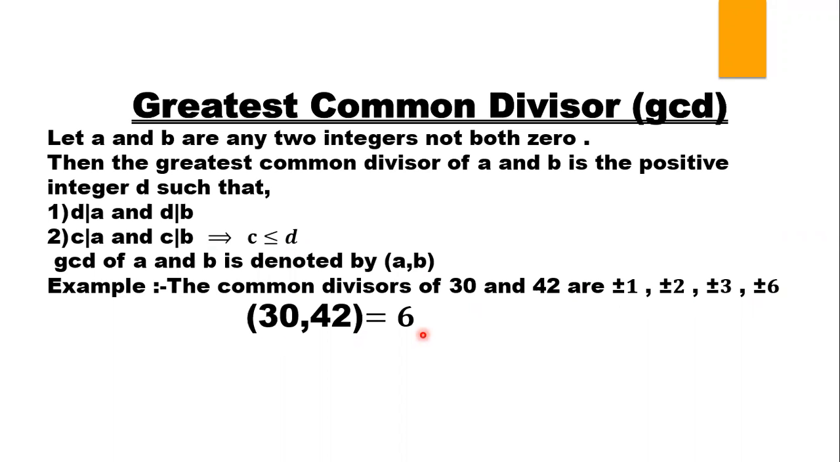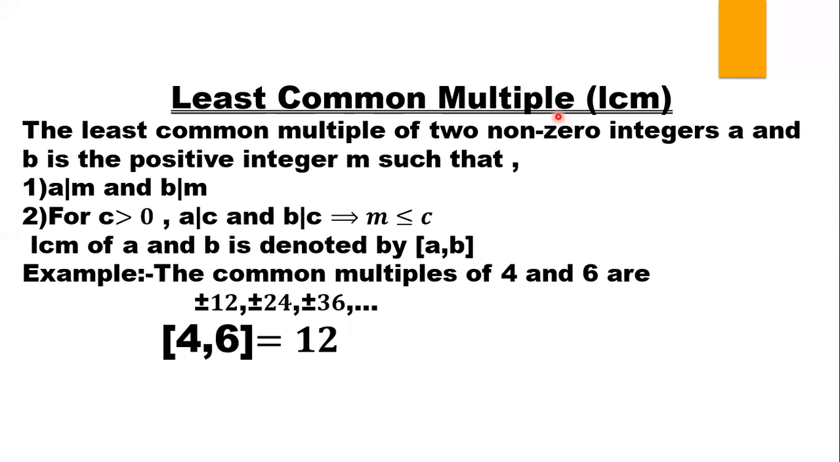Now, the least common multiple, LCM. The least common multiple of two non-zero integers a and b is the positive integer m such that a divides m and b divides m. For c greater than 0, if a divides c and b divides c, it implies m is less than or equal to c. The LCM of a and b is denoted by [a, b].